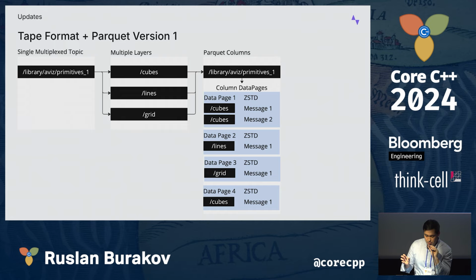So for example, we have one data page for cubes, then we have the next data page with lines. And from the client perspective, it operates on the data page level, so it doesn't really care in which columns the original geometry is stored. And it's one of the reasons why we have to modify Apache Parquet, so we can control data page bufferization explicitly.